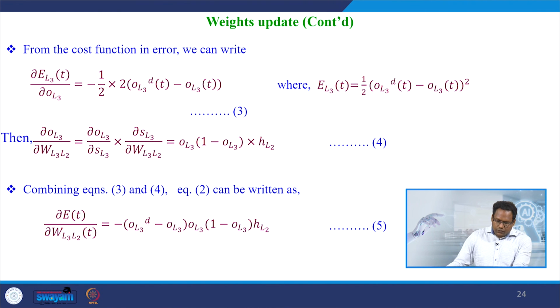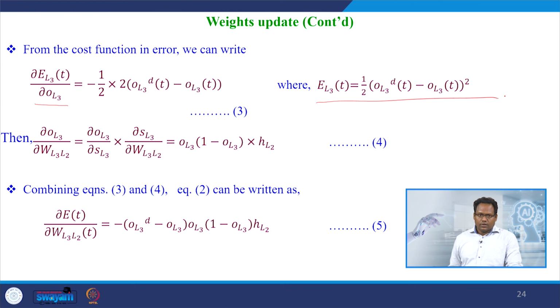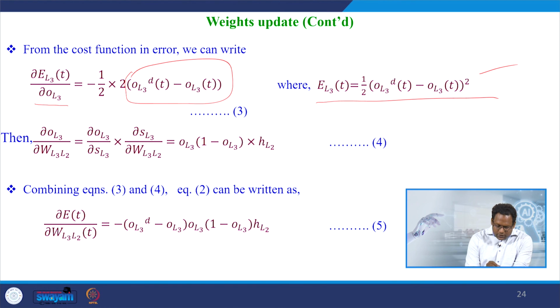So, from the cost function of the error, we can write dou E L3 of t upon dou O L3 is given by minus 1 by 2 into 2 times O L3 desired minus O L3 actual, since the error is half into desired OL3 minus actual OL3 whole square. That is why this becomes the partial derivative of EL3 with respect to OL3.